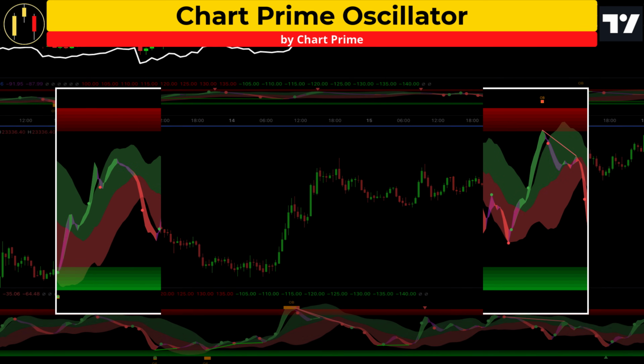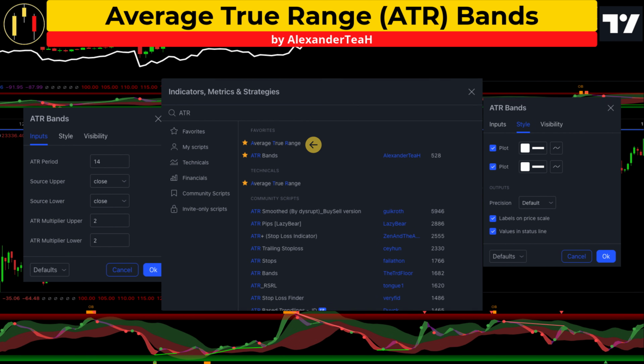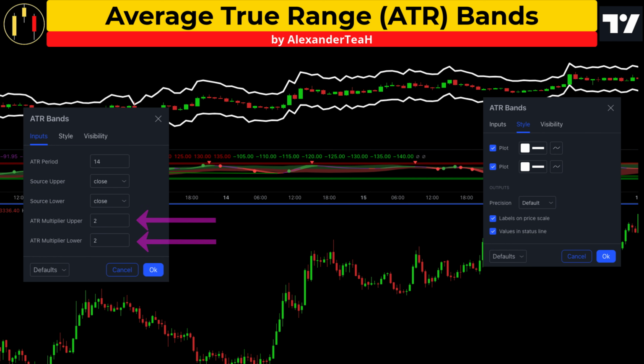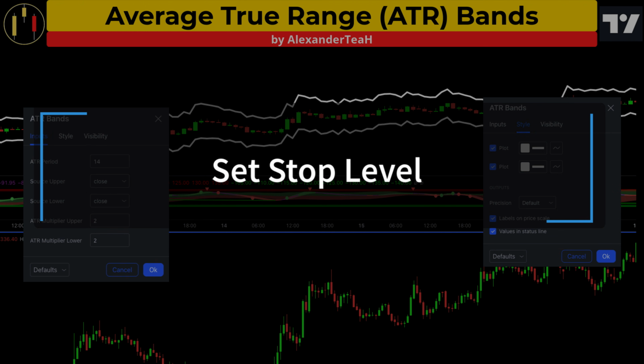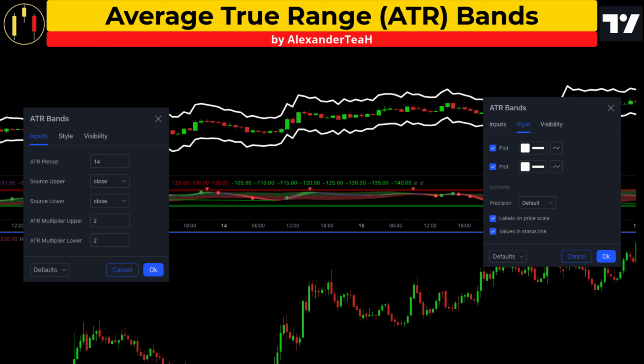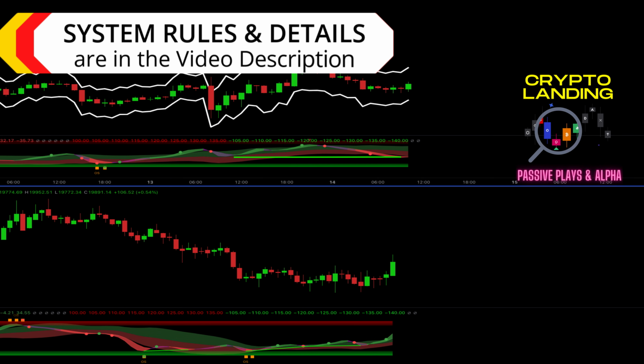The second TradingView indicator is the ATR bands, and this one is free. I am going to set the value of the upper and lower bands at 2 times the ATR and color it in white. This indicator will only be applied to the higher time frame chart and will be used to set our stop loss levels and thus derive our take profit point. Let's go over entry criteria and review some examples. As always, system rules and details are listed in the description below.